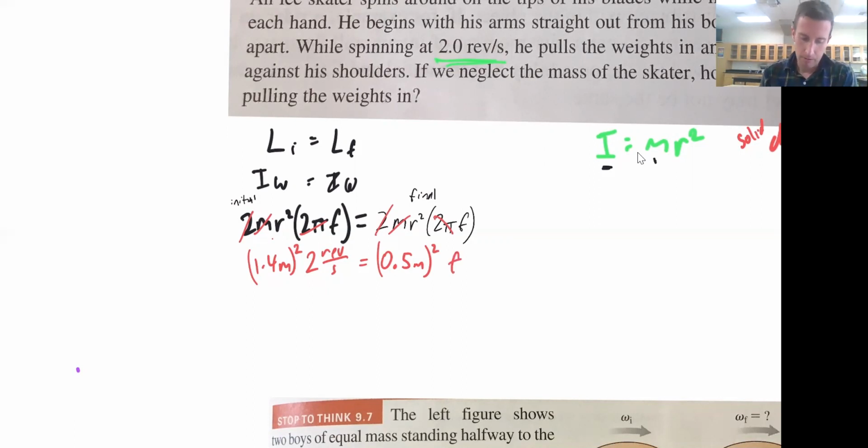Okay, so let's try that. 1.4 squared times 2 divided by 0.5 squared is 15.68, so the frequency is 15.68, approximately 16 revolutions per second. Meters squared cancels, and I'm left with revolutions per second. So my total frequency there is 16 revolutions per second. He's gone 8 times faster by pulling the weights in.